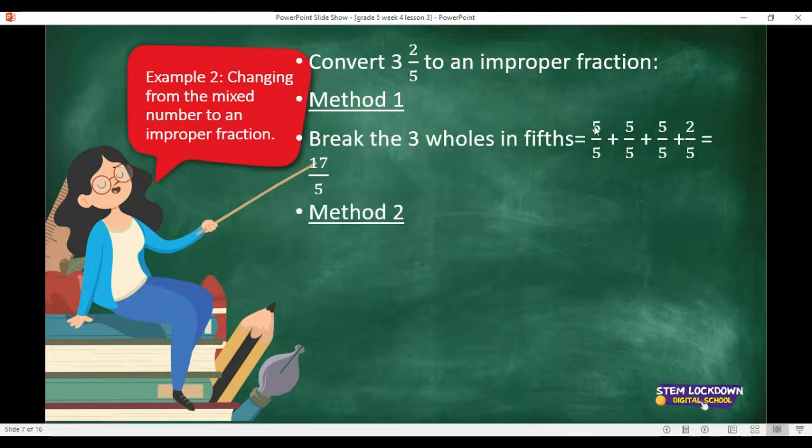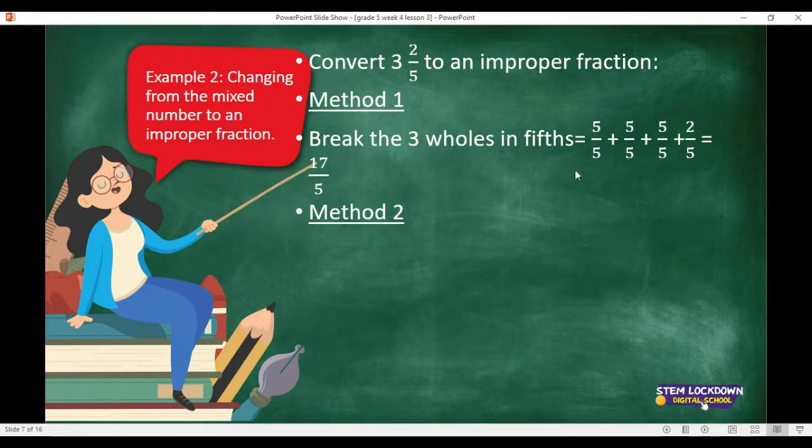And how do you know? Ma'am, how do I know I should write 5/5? I said you must look at the denominator. So the denominator determines what we write our whole as. Because our denominator is 5, you write 5/5 plus another 5/5 and another 5/5 because we have 3 wholes.